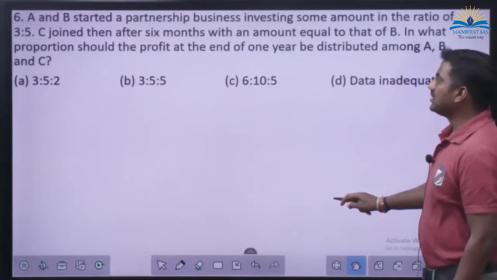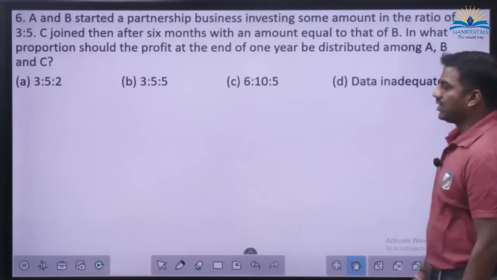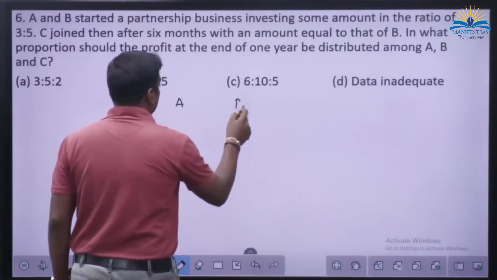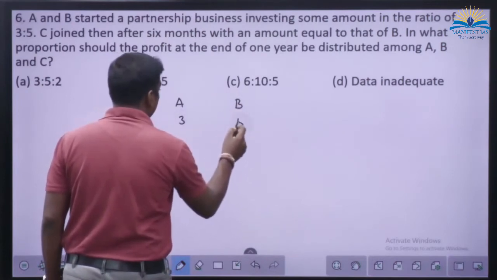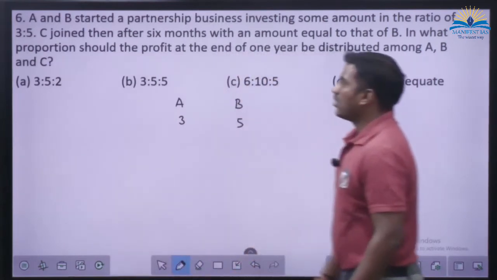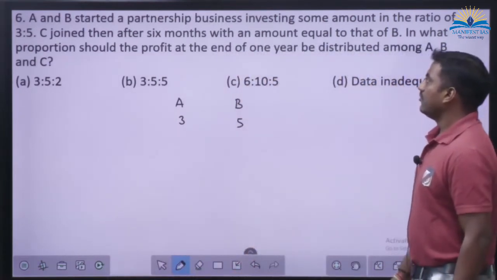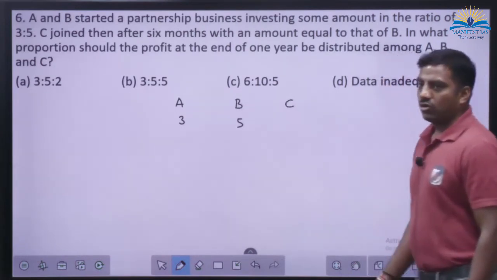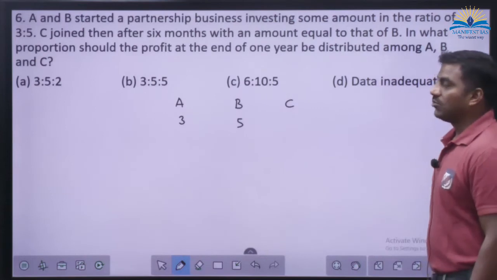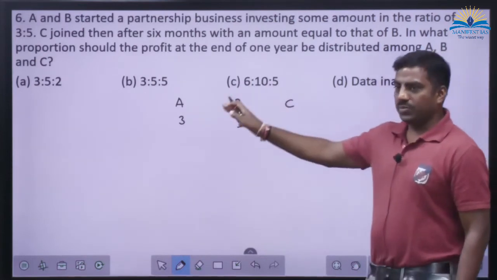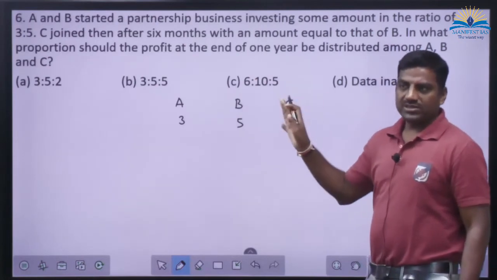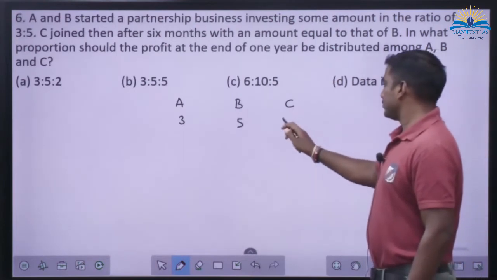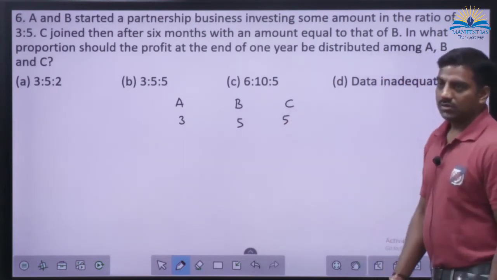A and B started a partnership business, investing some amount in the ratio of 3:5. So the initial investment of A and B is in the ratio 3:5. C joined after 6 months with an amount equal to that of B. We don't know his time period, but how much has he invested? If A has invested 3 rupees, B has invested 5 rupees. So C's investment would be equal to that of B, which is 5.